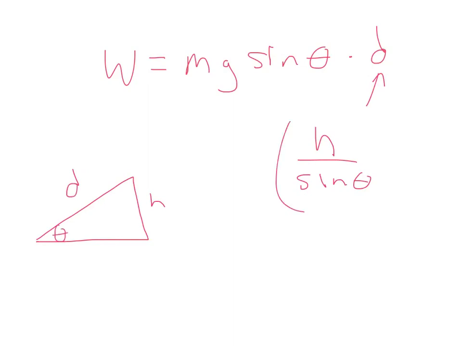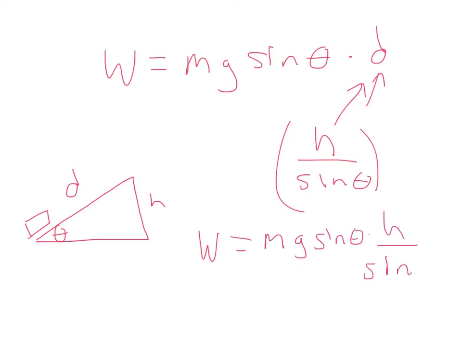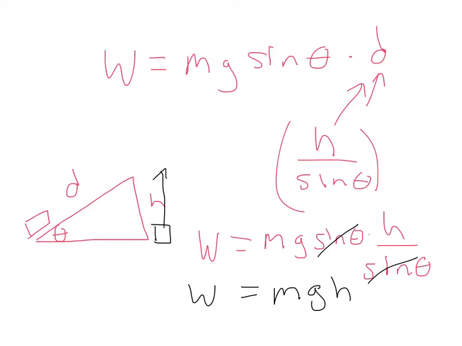So if I plug this into here, what am I going to get out? The amount of work it takes to push the block up the ramp is equal to mg sine theta times h over sine theta. I cancel the sine thetas, and I'm back to mgh, which is the same amount of work it took to simply lift the object up from here to here. Okay? We're going to use that in a future video. That's enough for this video.